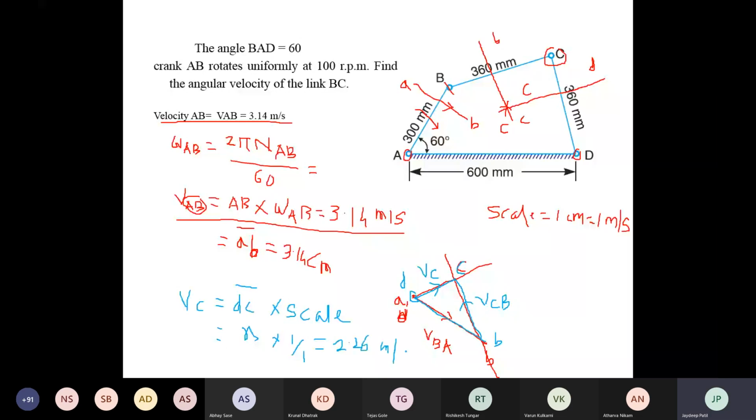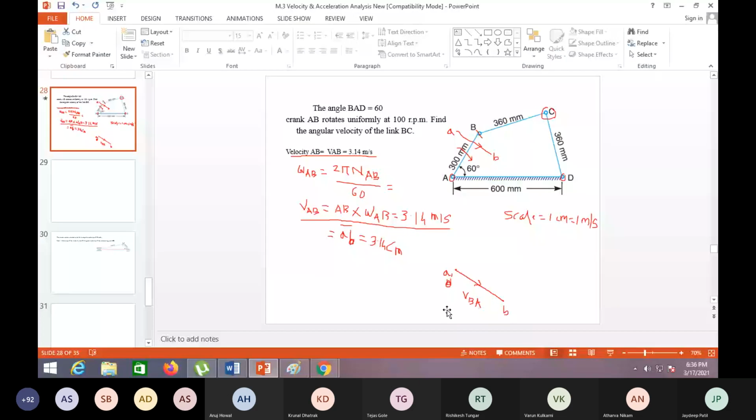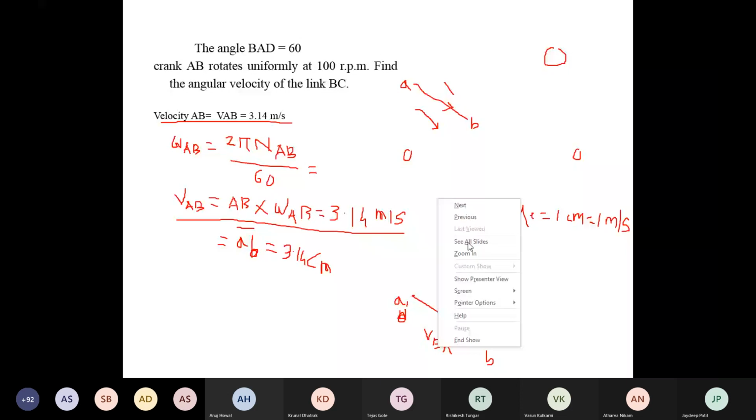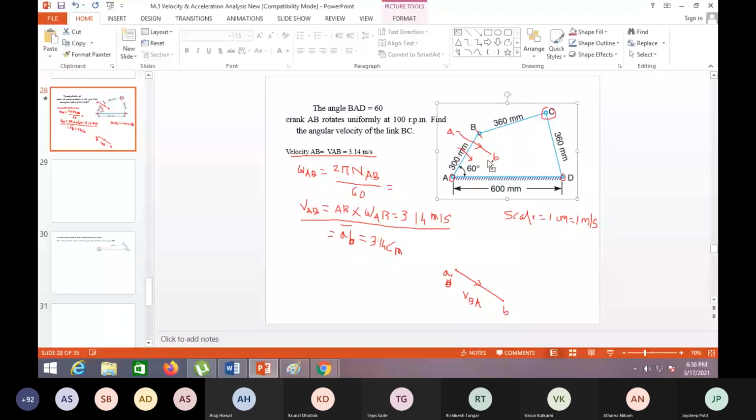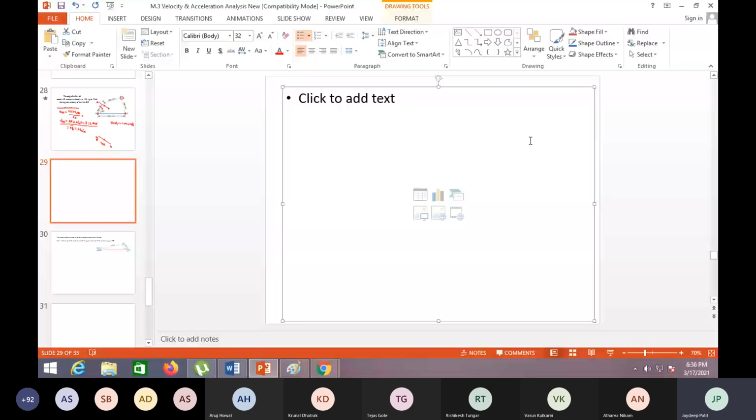Okay, now next. Can you explain the vector diagram again? How do we draw the vector diagram? I will explain it again.